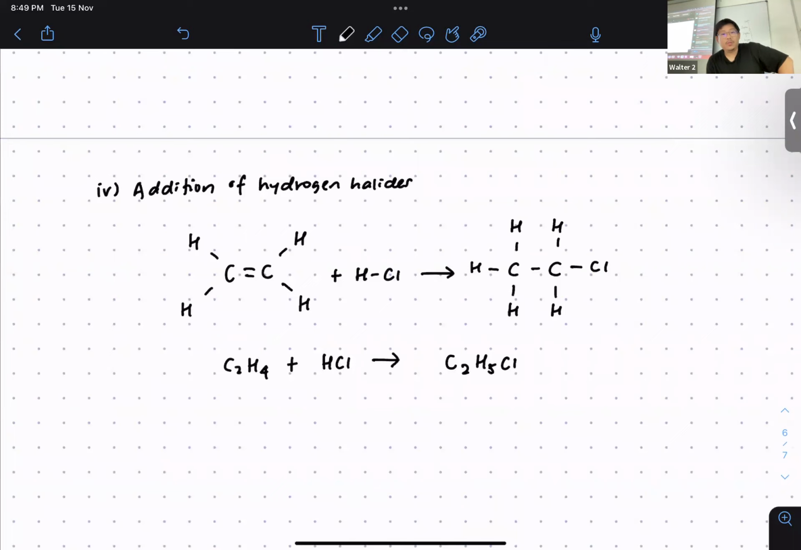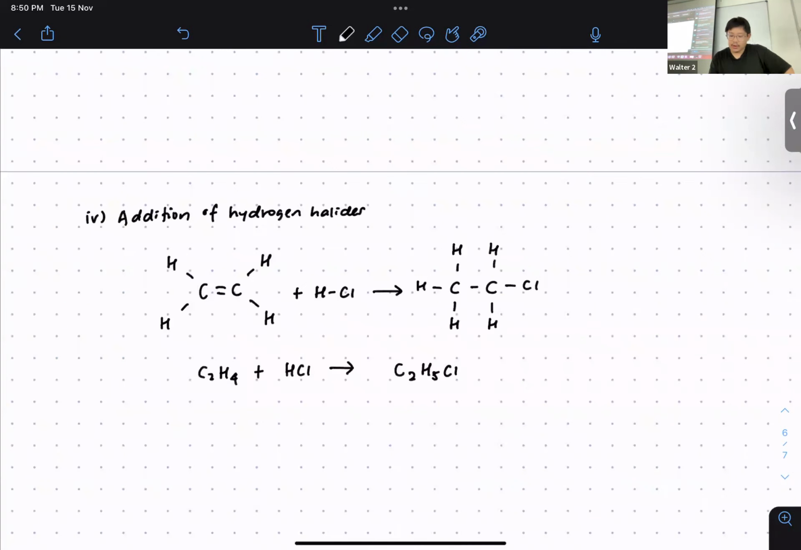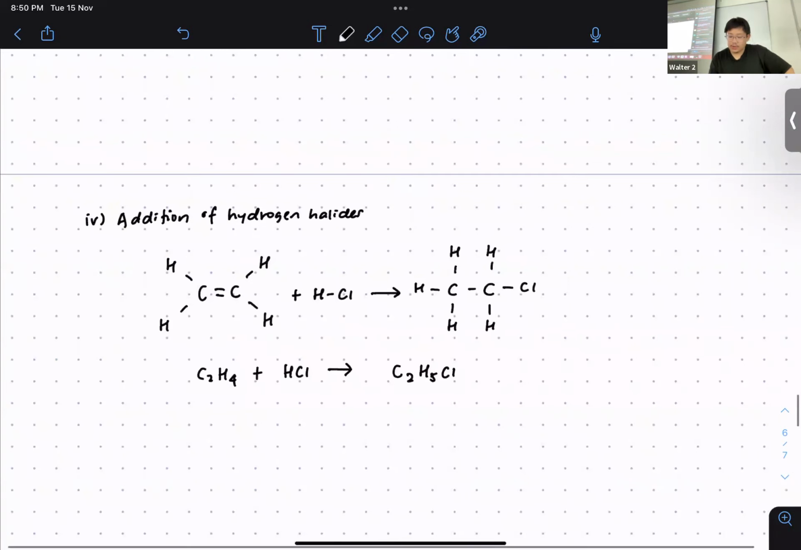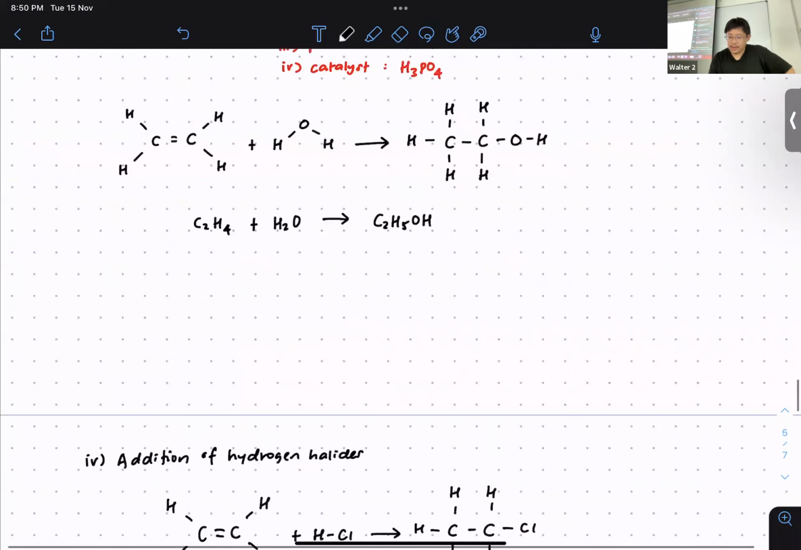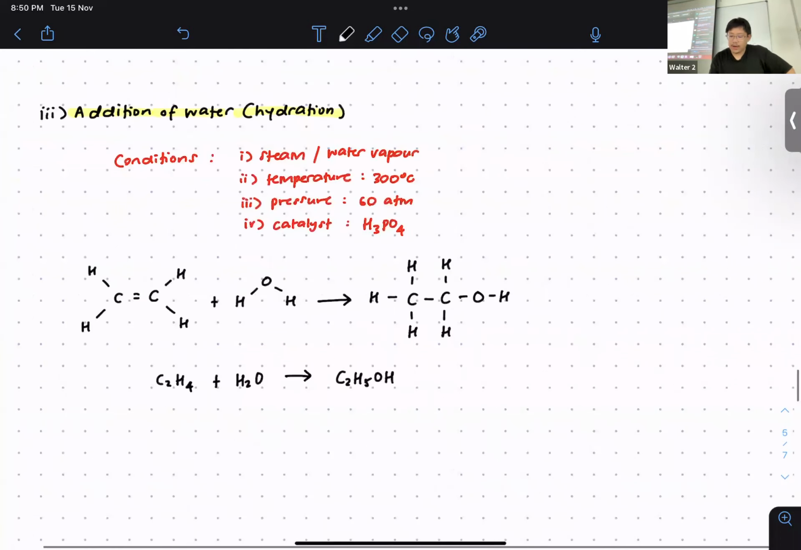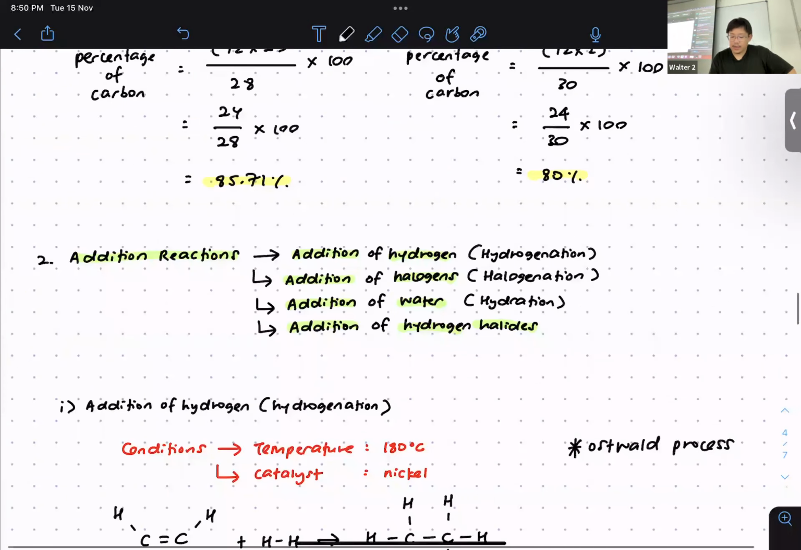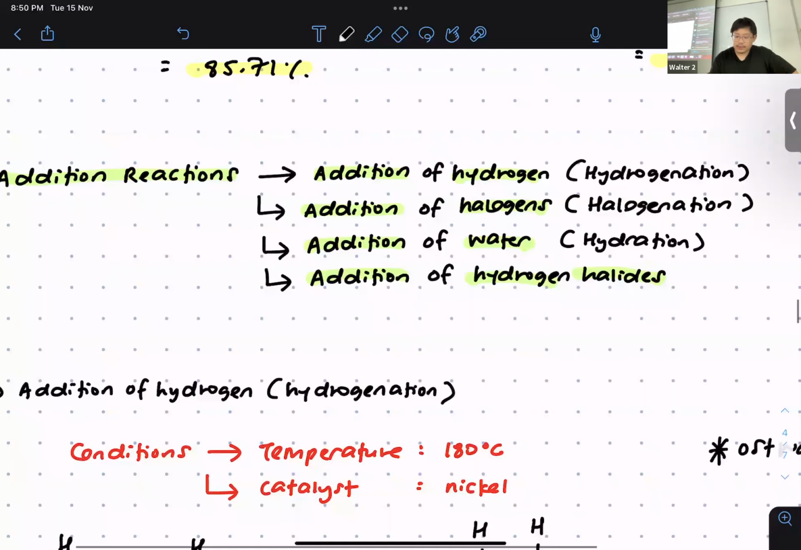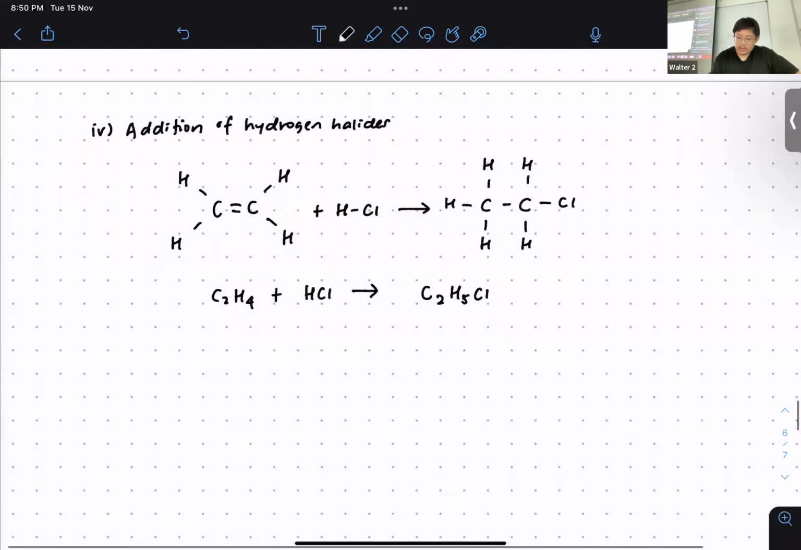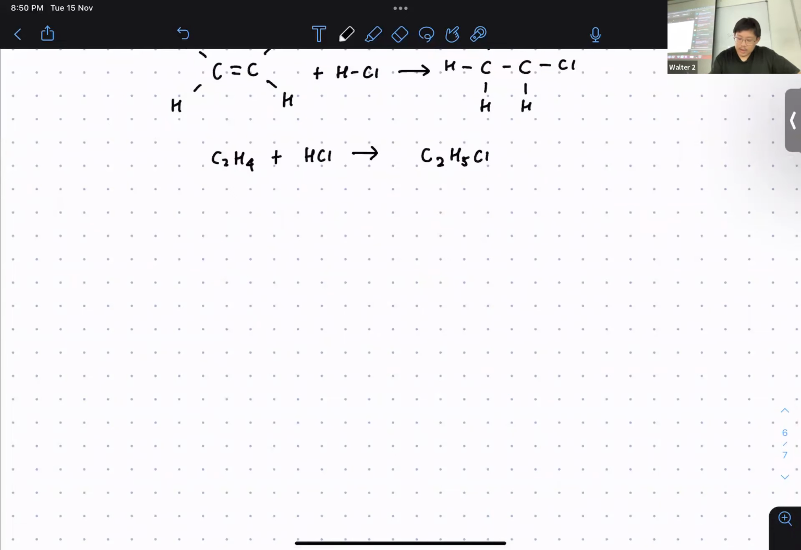For diol, it will be oxidation, which I'll show you afterwards. The next one. Okay, so this is all for the addition reactions. Not difficult. So we have covered the 4 different addition reactions already. Now the next reaction we talk about will be oxidation of alkenes.